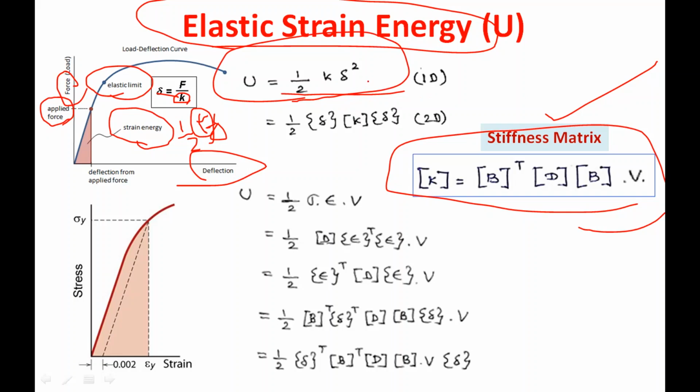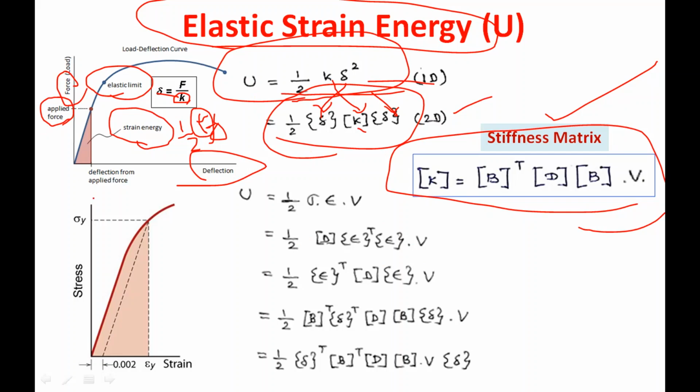Same thing, if you extend it to two dimensions, you have to write the delta in matrix form: delta transpose multiplied with K, where K is the stiffness, and again delta. In this manner we are expressing the strain energy of a two-dimensional problem.